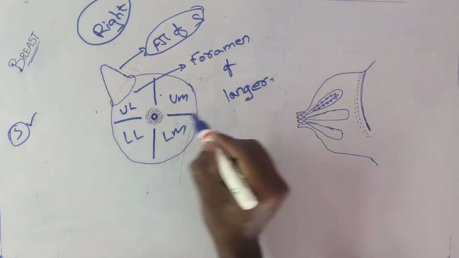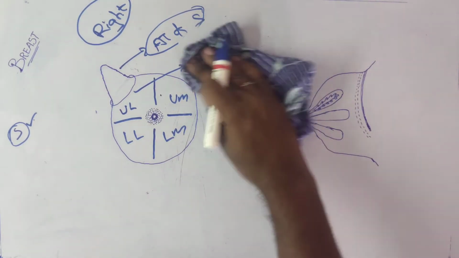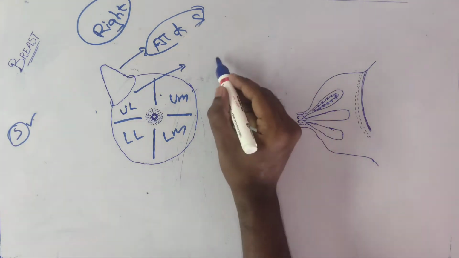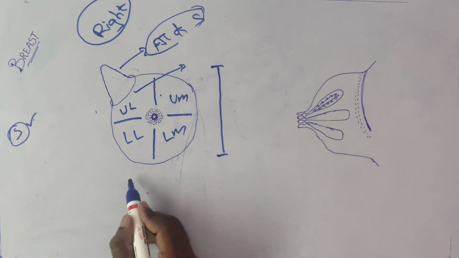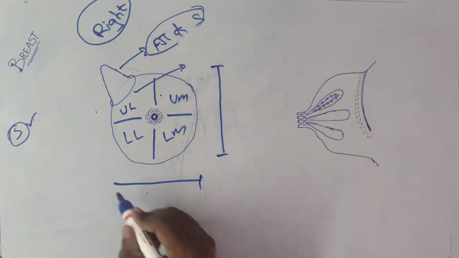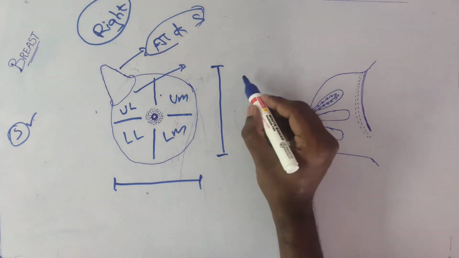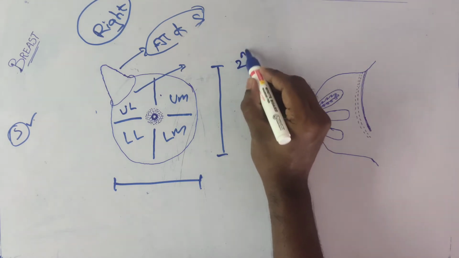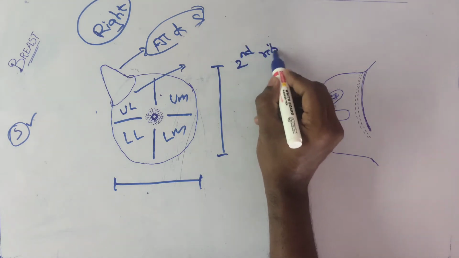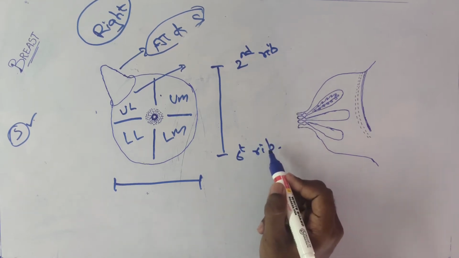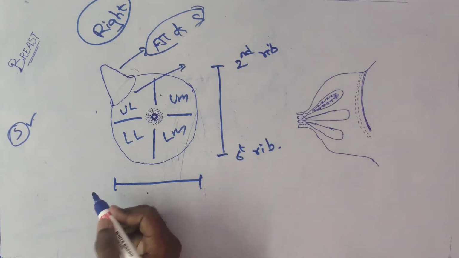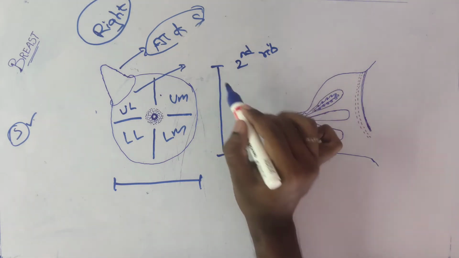Next, vertically, I will write this. This is called vertical. This is called horizontal. Vertically it lies from the second rib to the sixth rib. And next, in the horizontal position, it extends from the lateral border of the sternum. That means here the sternum is placed.